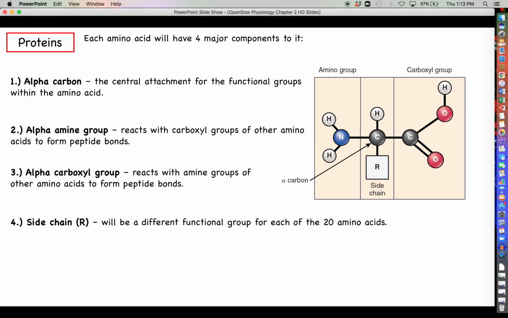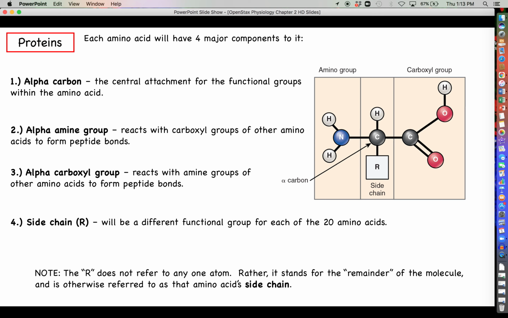That is not going to change from one amino acid to another. Now, what does make one amino acid different from the other 19 is the identity of the side chain. So this is actually going to be a different functional group or different atom or sets of atoms between the 20 different amino acids. And that is what is going to make one amino acid unique when compared with the other 19. And like I said, the R does not refer to any one atom. It's just the remainder of the molecule, and that is the amino acid side chain.